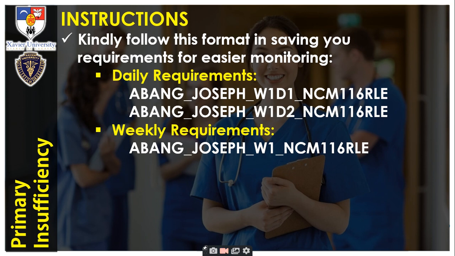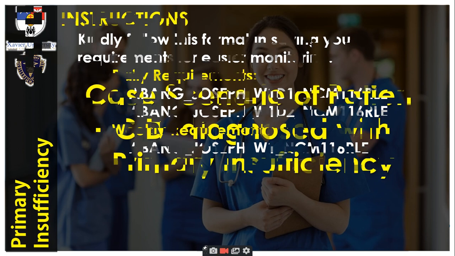Furthermore, kindly follow this format in saving your requirements for easier monitoring. For daily requirements, examples include Abang_Joseph_W1D1_NCM116 early for day 1, and Abang_Joseph_W1D2_NCM116 early for day 2. And for weekly requirements, an example is Abang_Joseph_W1_NCM116 early for week 1.